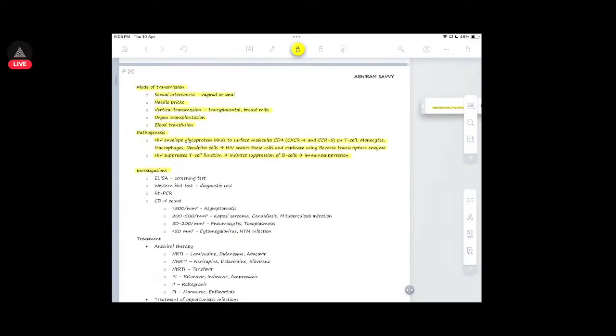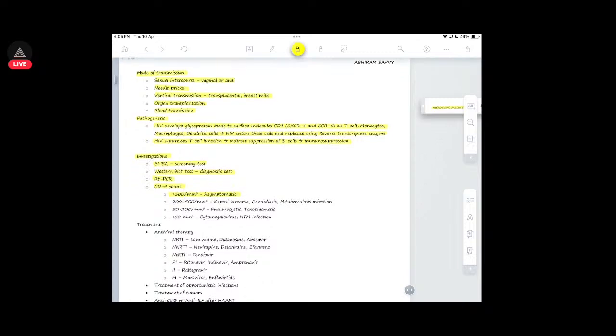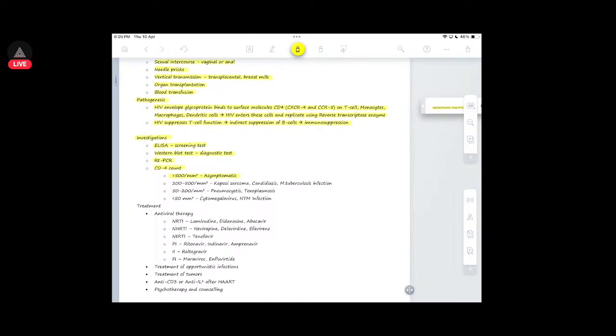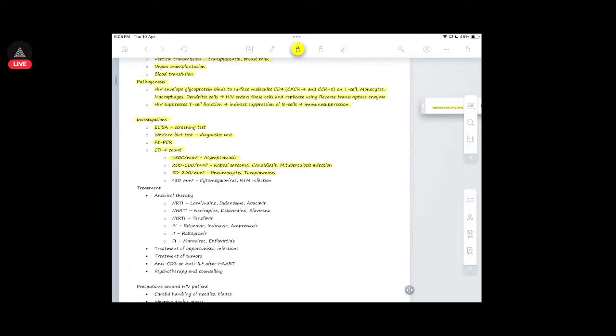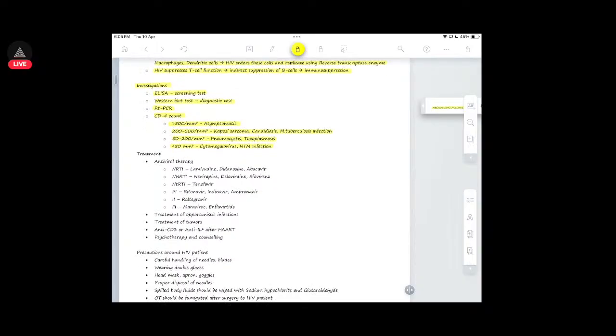So investigations: you have ELISA, which is a screening test, Western blot, which is a diagnostic test, and RT-PCR. A CD4 count of more than 500 is asymptomatic. 200 to 500 gives Kaposi sarcoma, candidiasis, and mycobacterium tuberculosis infection. 50 to 200 gives pneumocystis and toxoplasmosis. Less than 50 gives cytomegalovirus and NTM infection.